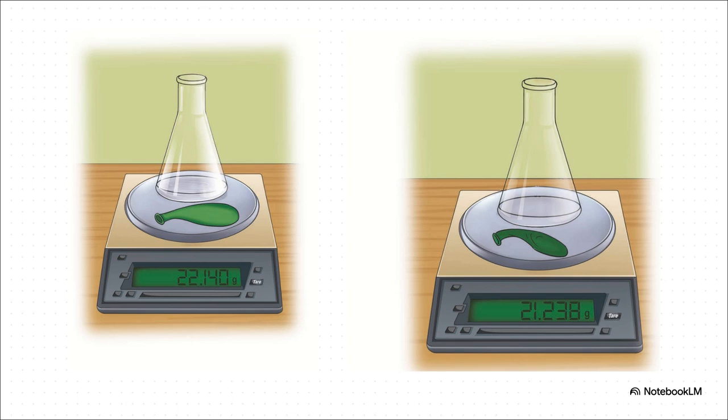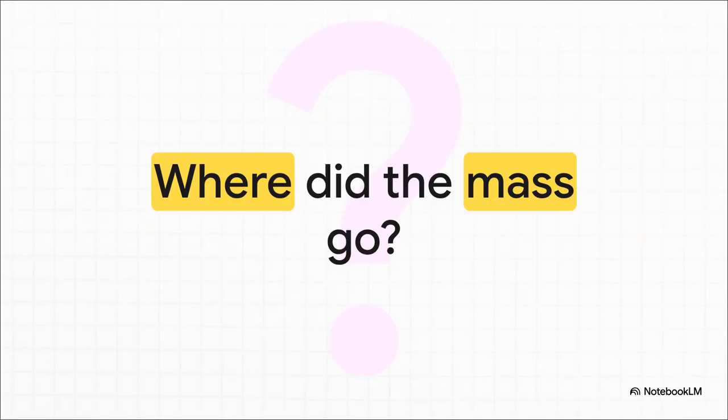The numbers just flat out do not match. So we really have to ask ourselves here, did almost a whole gram of matter just magically disappear from existence? Did the universe literally just delete part of our baking soda? Come on, in science, matter doesn't just vanish. There has to be a perfectly logical explanation for why this scale is reading almost a gram lighter.